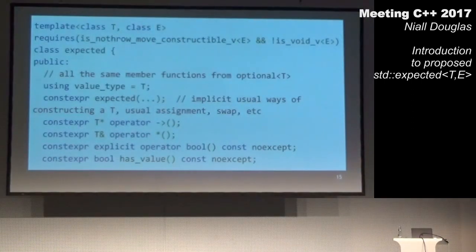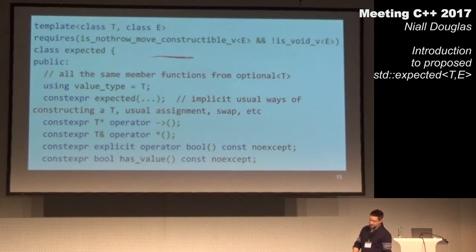Okay, so I will just give you a quick synopsis in code. It's dead simple. Expected is ridiculously easy in some respects. Does anyone not know what this requires clause is? Put your hand up. Okay, right. So this is coming in C++20. You will be able to specify requirements for template types. So you can say that this template will not be instantiated by the compiler if the requirements, is no throw move constructible E and is not void E, are not met.